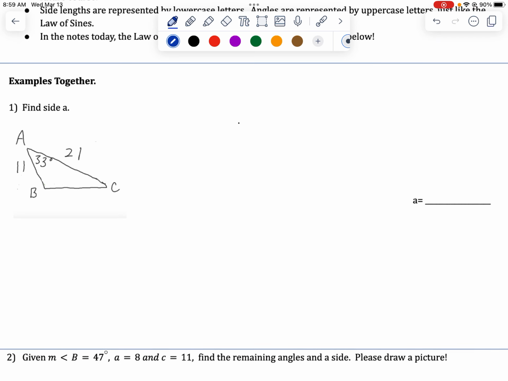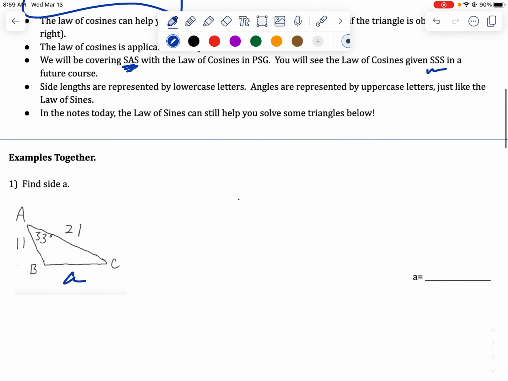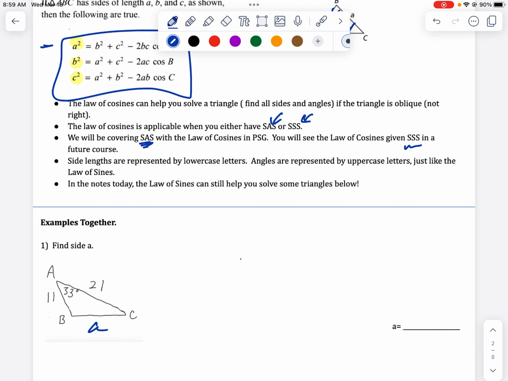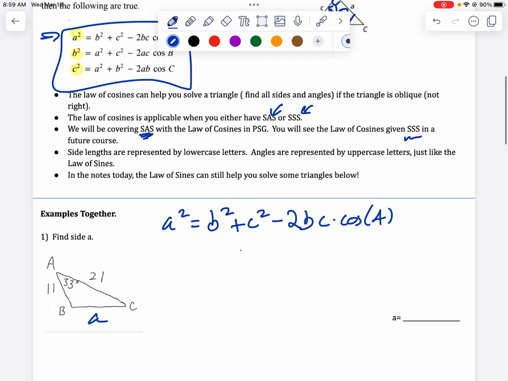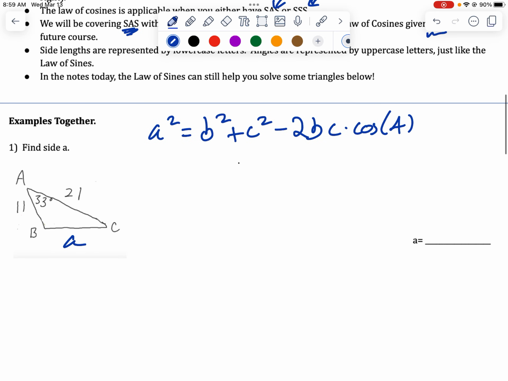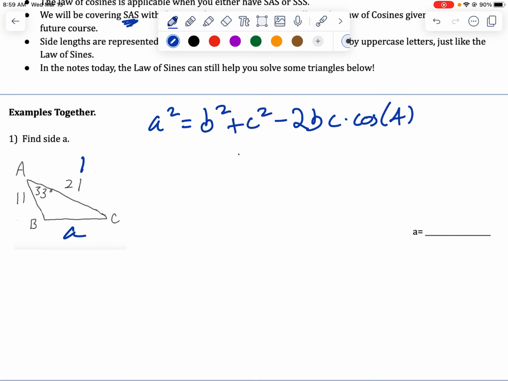All right, let's look at this one. It says find side A. It's a side angle side problem. So if I'm finding side A, I'm using the first format: A squared equals B squared plus C squared minus 2BC times cosine of A. Don't be intimidated by this formula. You know what B is, you know what C is, you know what the letters represent, and you know what angle A is.